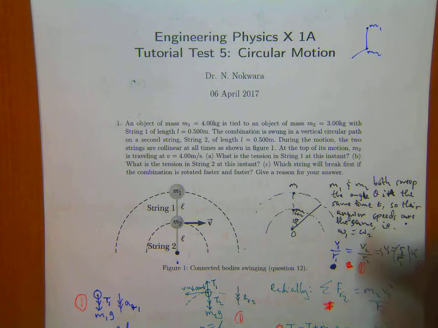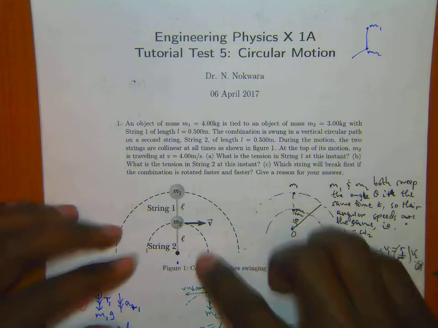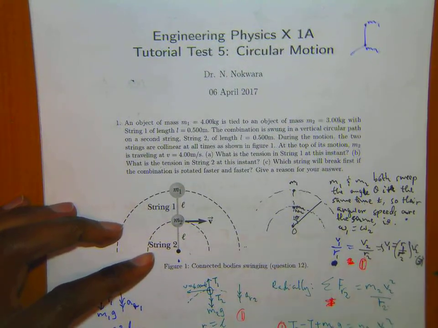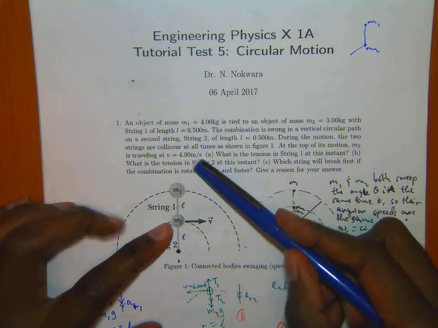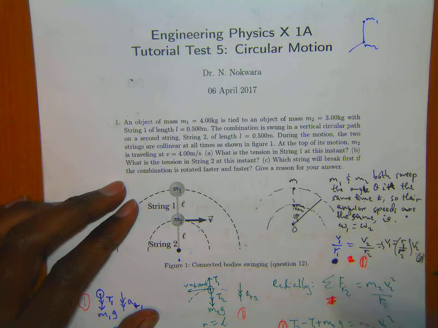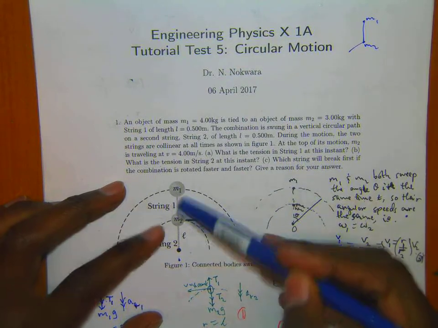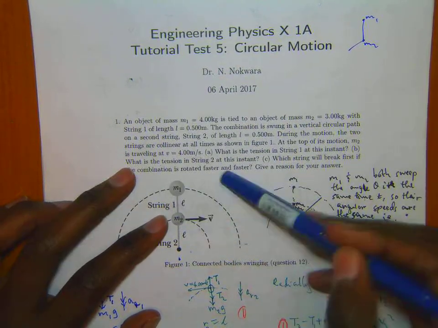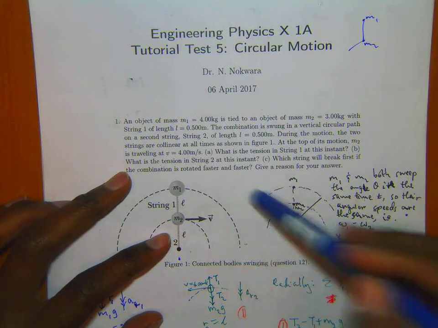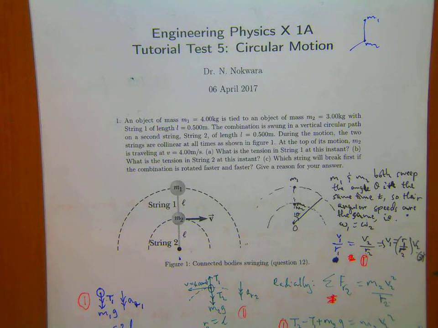Its motion: M2 is traveling at that speed. So at the top, which is this position shown there, M2 is traveling at 4 meters per second. Then you are asked to find the tension in string 1, the tension in string 2, and then to determine which string will break first. Then explain your reasoning, give a reason for your answer.